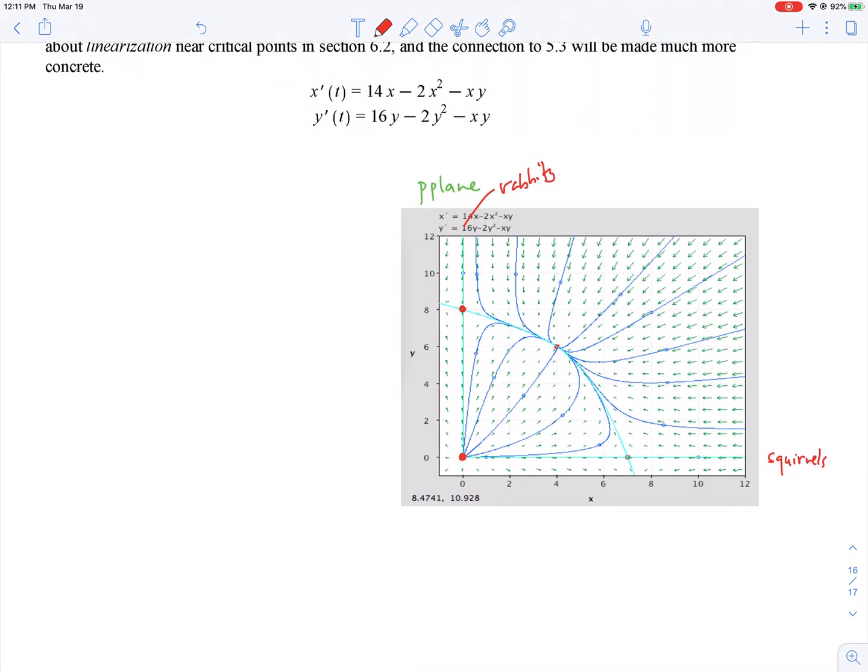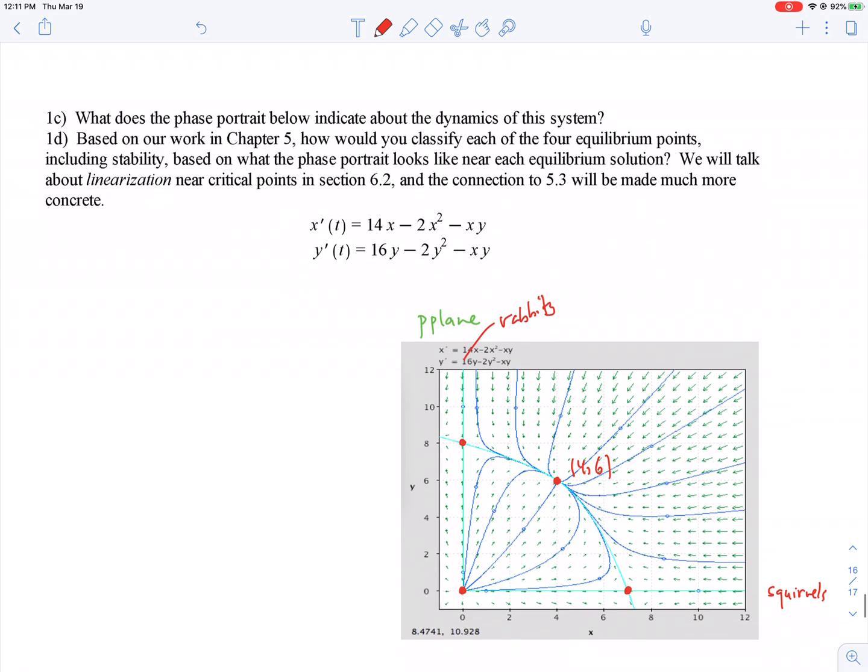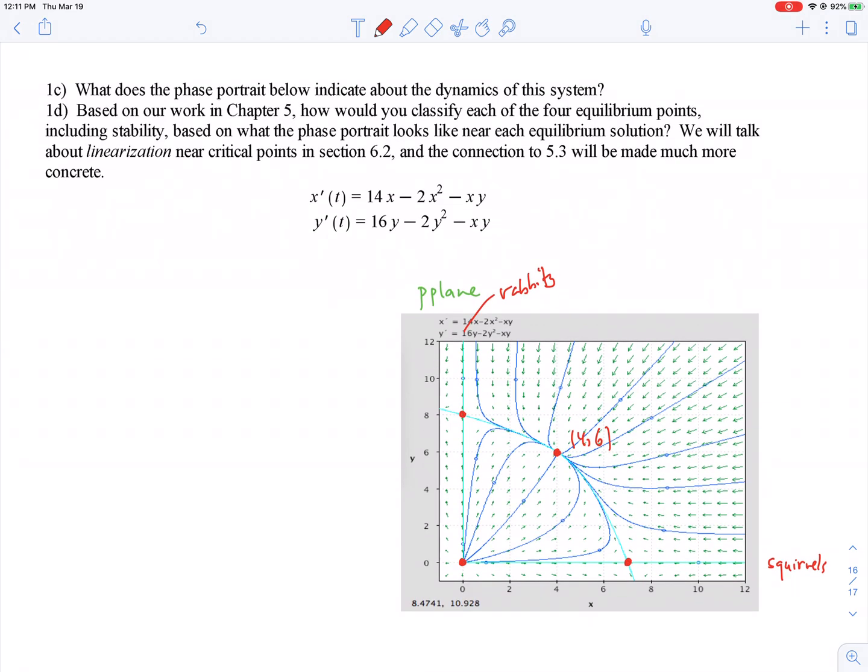So one other possibility was there were never any rabbits and there were 7,000 squirrels. And finally, the really interesting one here is the equilibrium solution where both populations exist. Okay, in the next video, we're going to talk about how to analytically understand stability using the process of linearization, which we've already used when we're studying single equations. That'll be section 6.2.